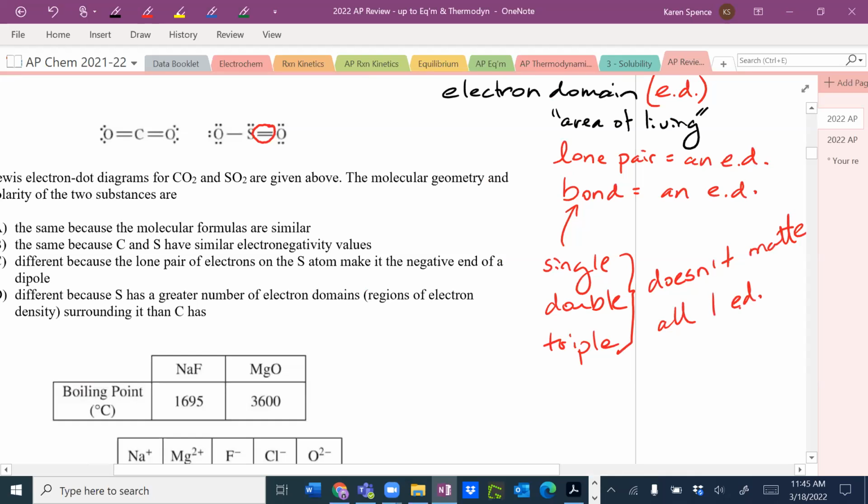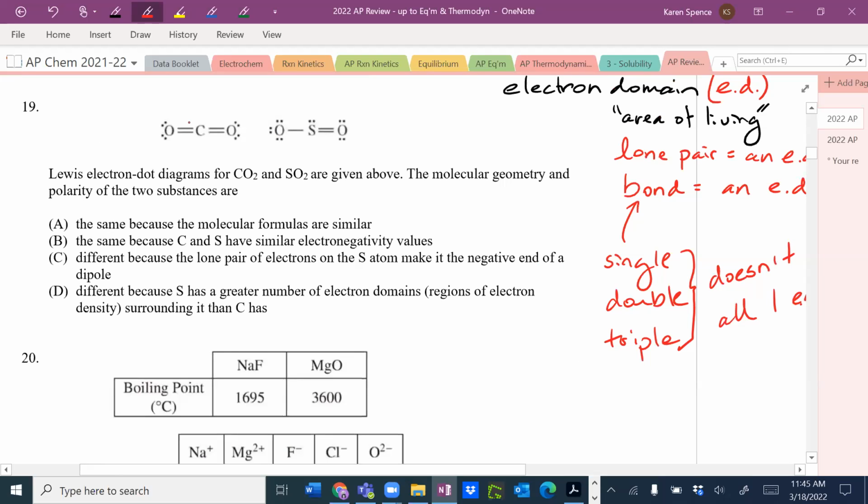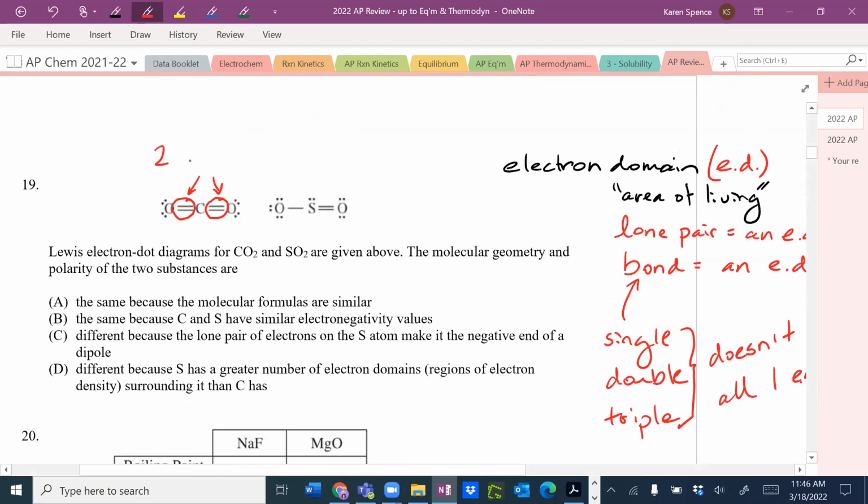So if we count up areas where electrons live, for carbon, we have 1 area where electrons live and 2 areas where electrons live. So there are 2 electron domains. If we count it up for sulfur, we have electrons living here, here, and here. There are none living below the sulfur. So this has 3 electron domains.